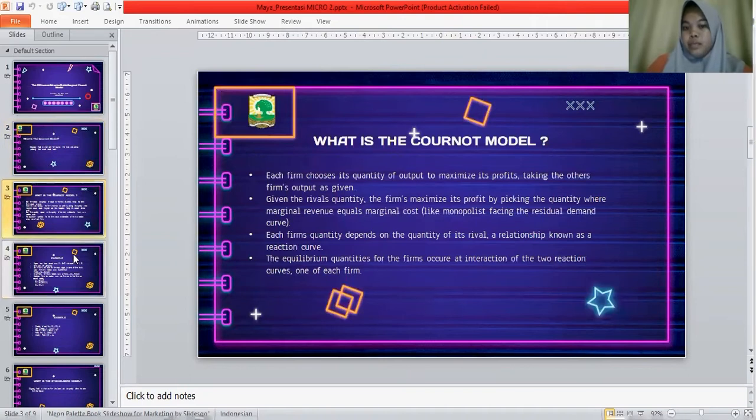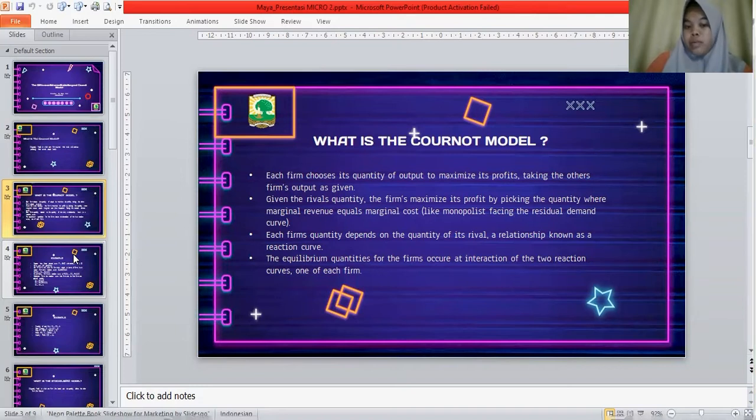And each firm chooses its quantity of output to maximize its profit, taking the other firm's output as given. Given the rival's quantity, the firm maximizes its profit by picking the quantity where marginal revenue equals marginal cost, like a monopoly facing the residual demand curve. Each firm's quantity depends on the quantity of its rival, a relationship known as a reaction curve.